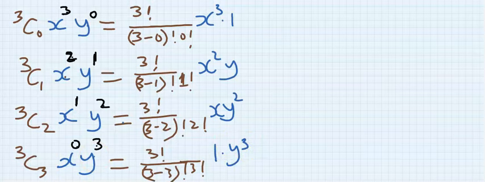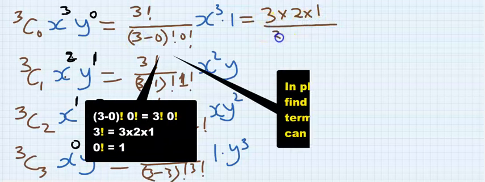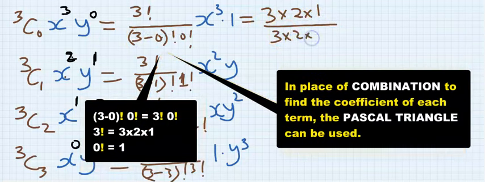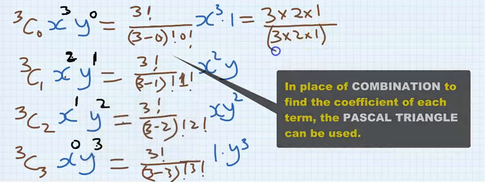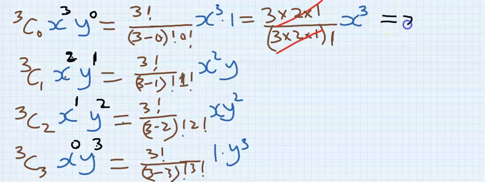So here I'm going to have 3 factorial is 3 times 2 times 1 over, this is 3 minus 0 factorial is 3 times 2 times 1 in bracket, and 0 factorial is 1. So this, we take away this, I'm left with x to the power of 3. So up there, my answer is just x to the power of 3.